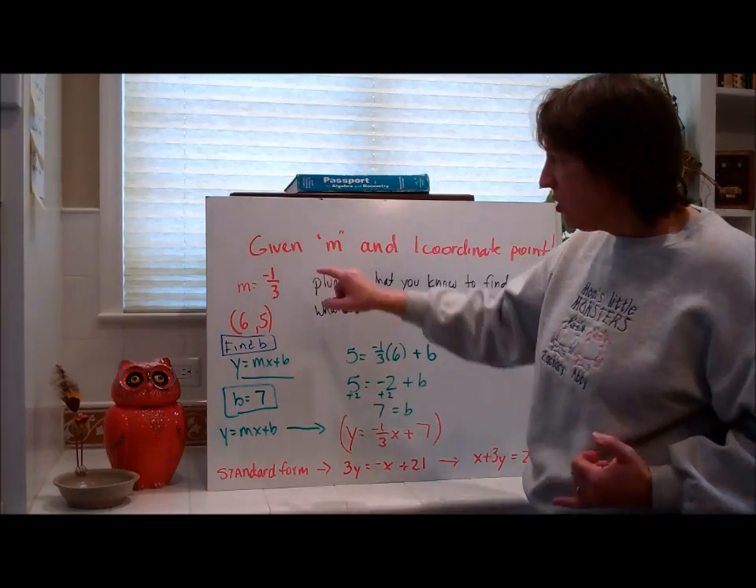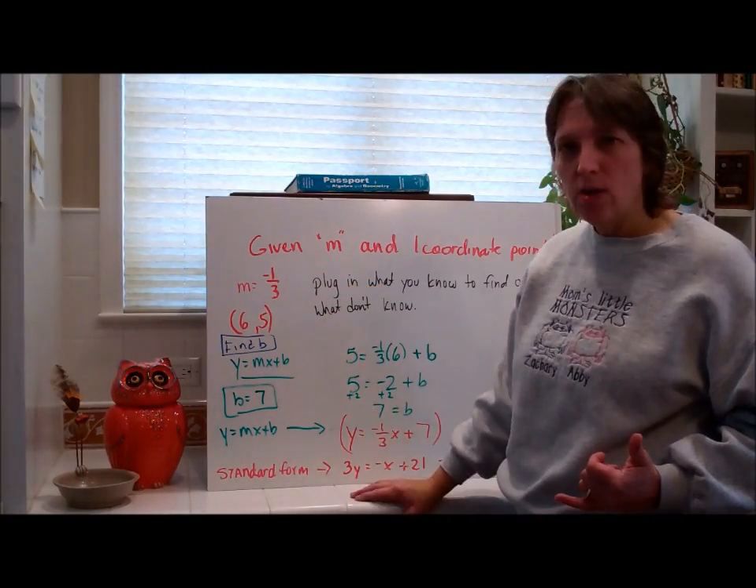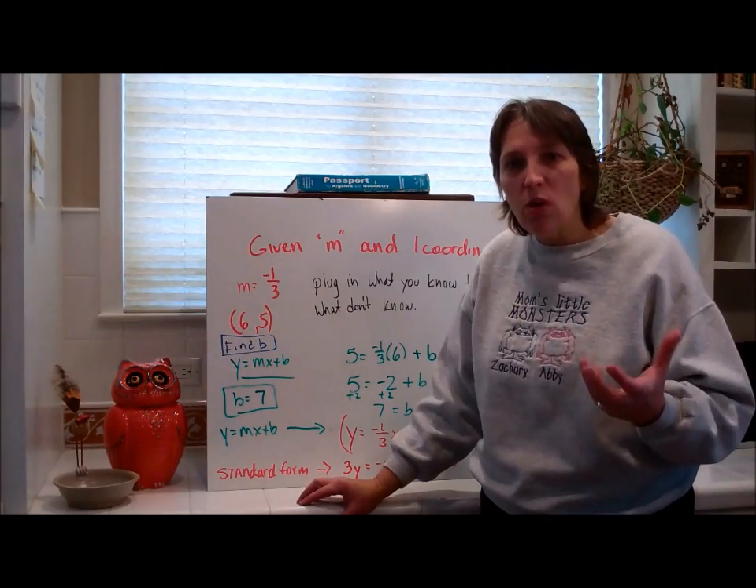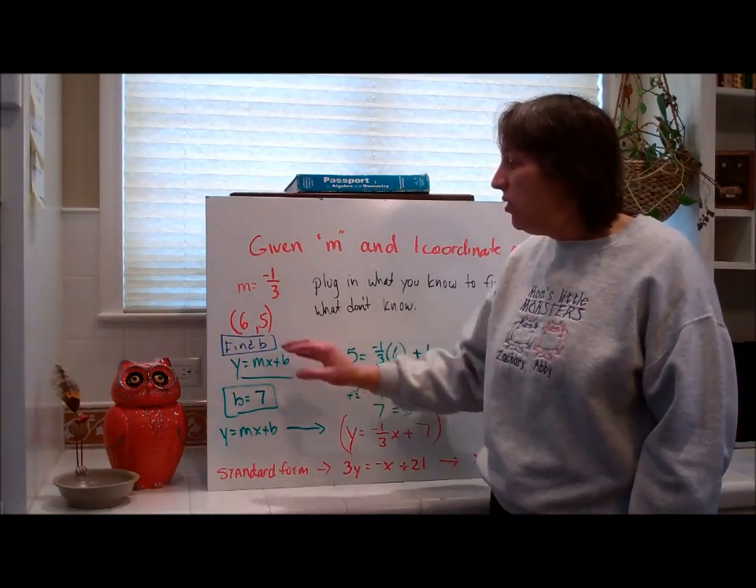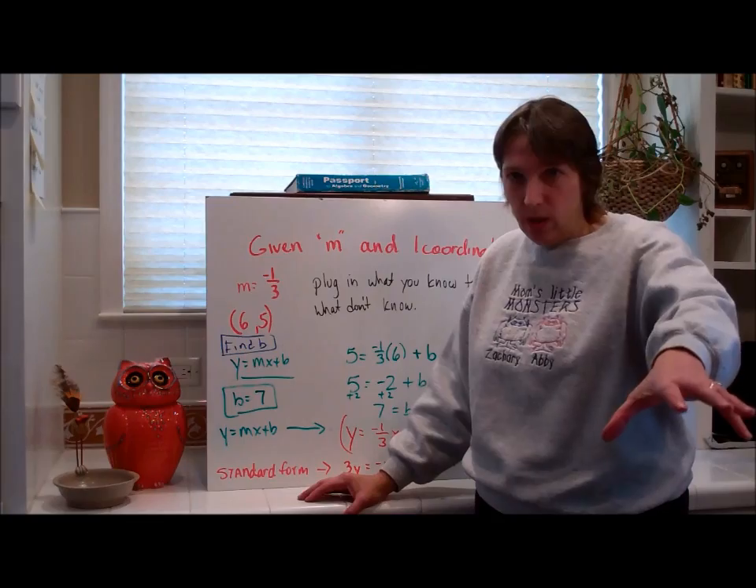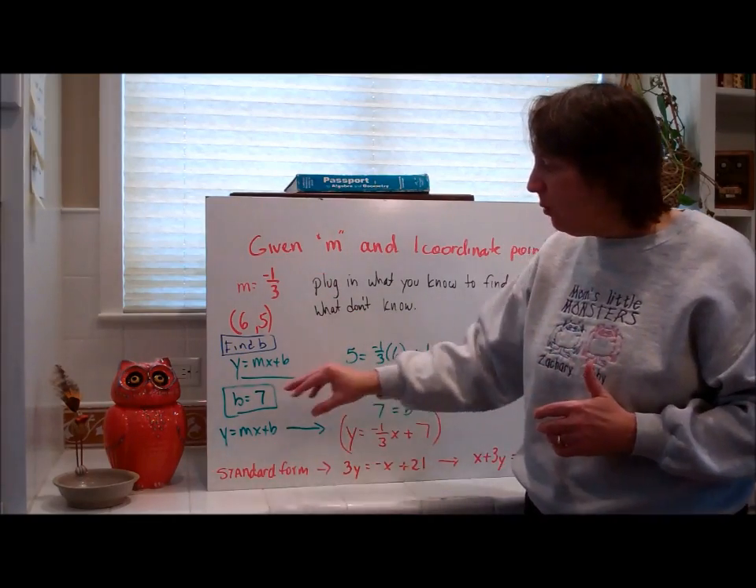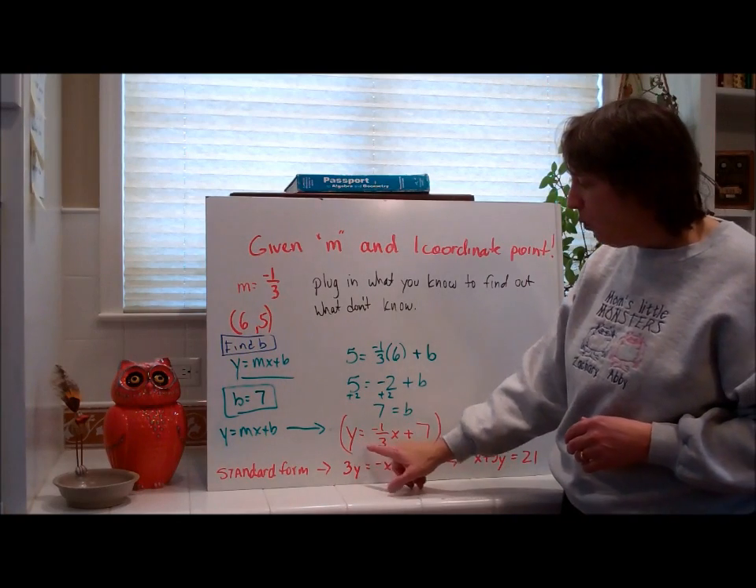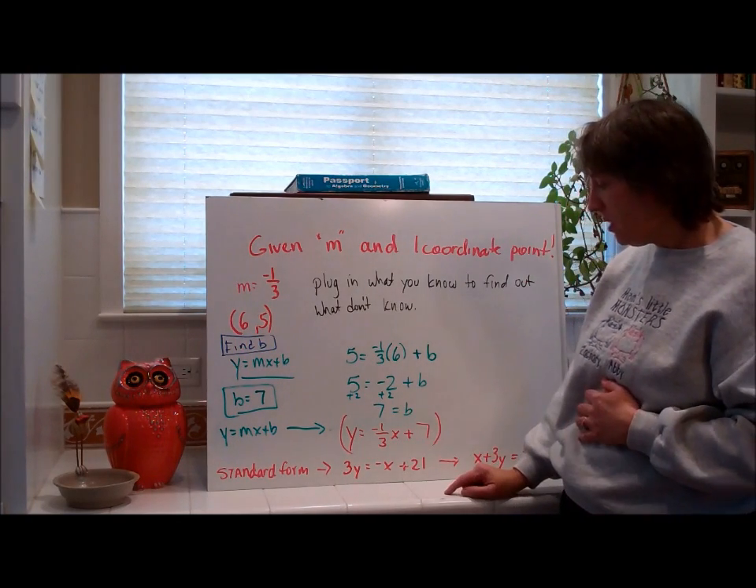So now I have my slope and I have my y-intercept. I'm done with the coordinate point because I just needed the coordinate point in order to find the y-intercept. Now I plug in just the slope and the y-intercept into y equals mx plus b, and I get y equals negative 1/3 x plus 7.